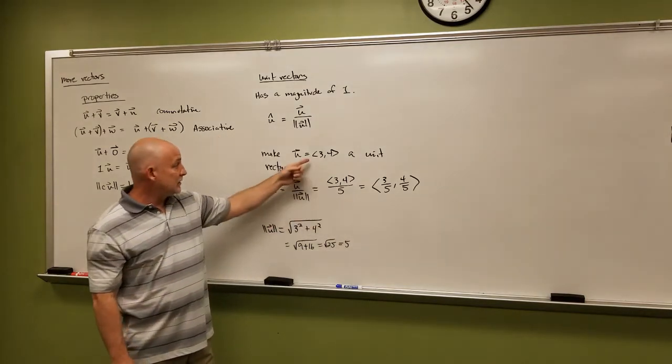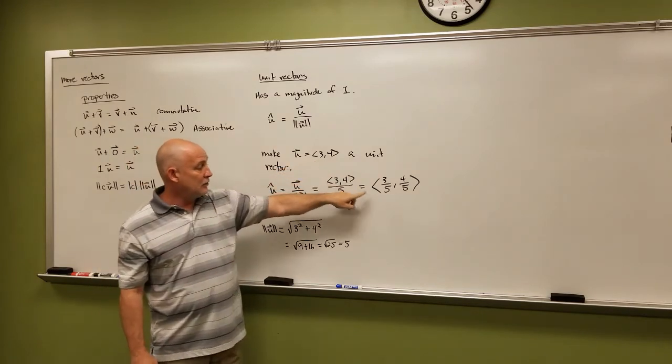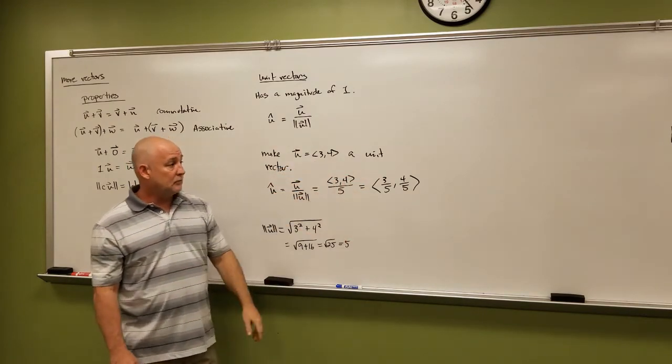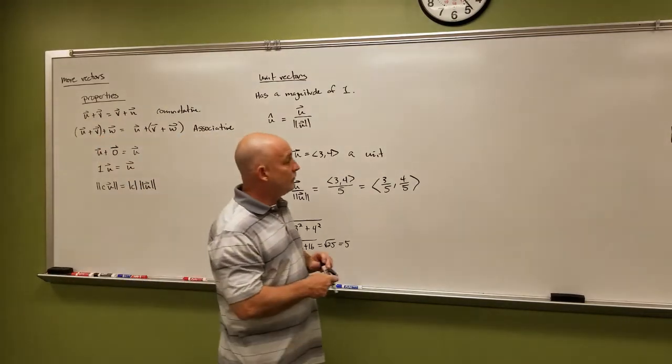So if I wanted this thing to point in the same direction as u but have a magnitude of 17, I'd make it a unit vector, then multiply by 17. So very, very straightforward. All right, now that we know what unit vectors are, let's take a look at what we call standard unit vectors.